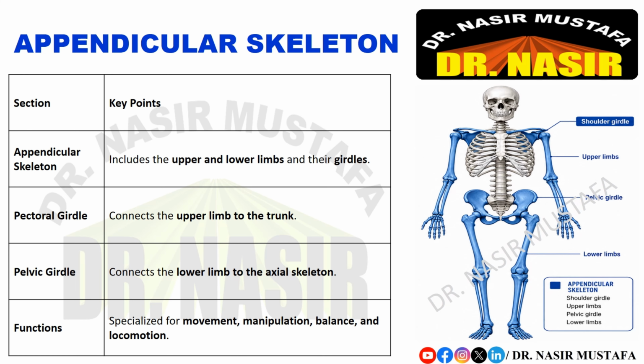6. Appendicular skeleton. We now move from the axial skeleton to the appendicular skeleton. The appendicular skeleton includes the bones of the upper and lower limbs and the girdles that attach them to the axial skeleton. The pectoral girdle connects the upper limb to the trunk. The pelvic girdle connects the lower limb to the axial skeleton. The appendicular skeleton is highly specialized for movement, manipulation, balance, and locomotion.